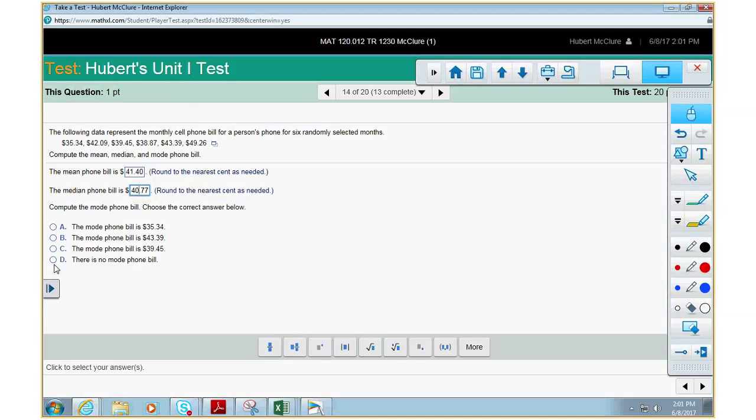There is no mode. I think they ought to put an ain't in there, don't y'all? There ain't no mode. Next.